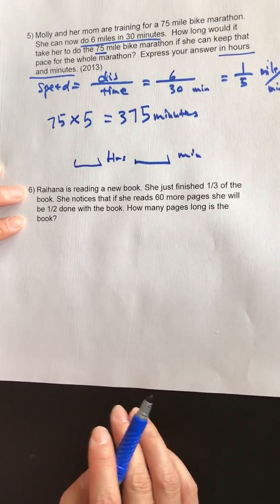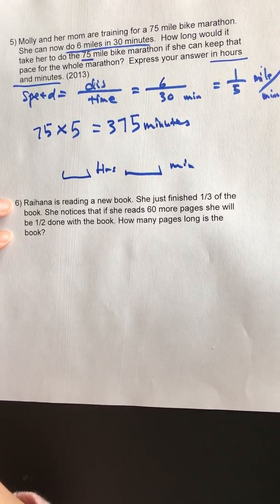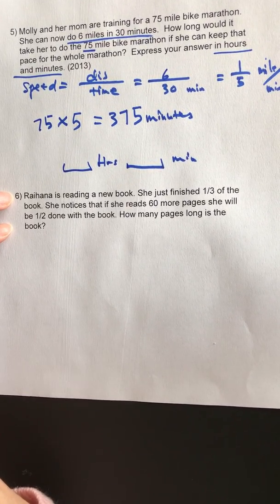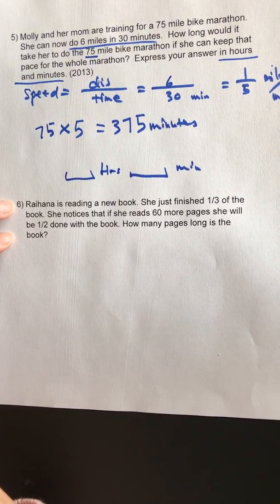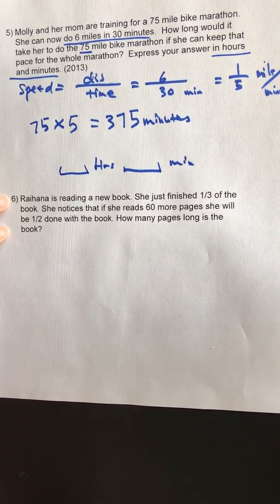Number 6. Rihanna is reading a new book. She just finished 1/3 of the book. She notices that if she reads 60 more pages, she will be 1/2 done with the book. How many pages long is the book?